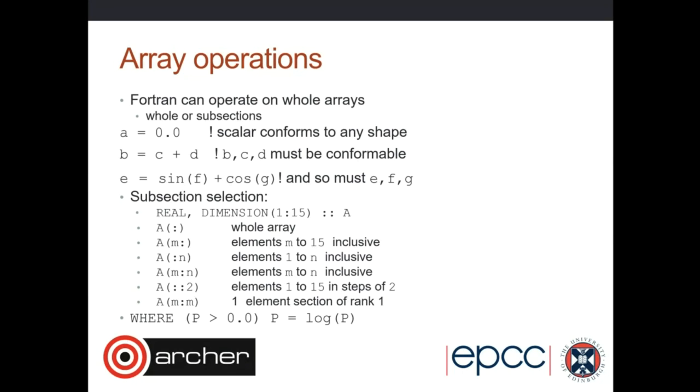One thing to bear in mind is that some of these, like the elements 1 to 15 in steps of 2, so this is ::2, if you call that, it may end up copying data into a new array, and you work on that new array and then it copies it back. So some of these array subsections can have performance impacts in your program, so they're worth thinking about before you do them. If you really need them, that's fine, but you may have just simplified something, when actually you've ended up copying a lot of data around to create these array subsections, when you could have just had a simple loop which did the same thing without the data copies.